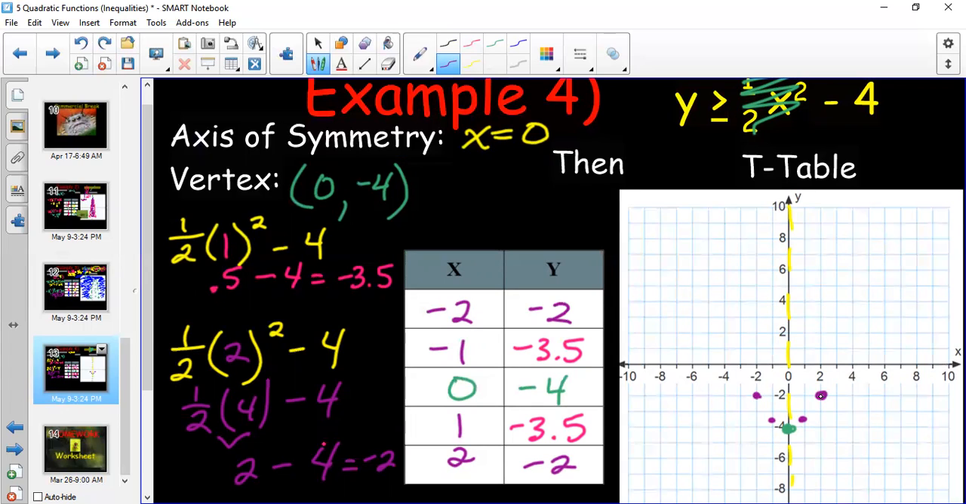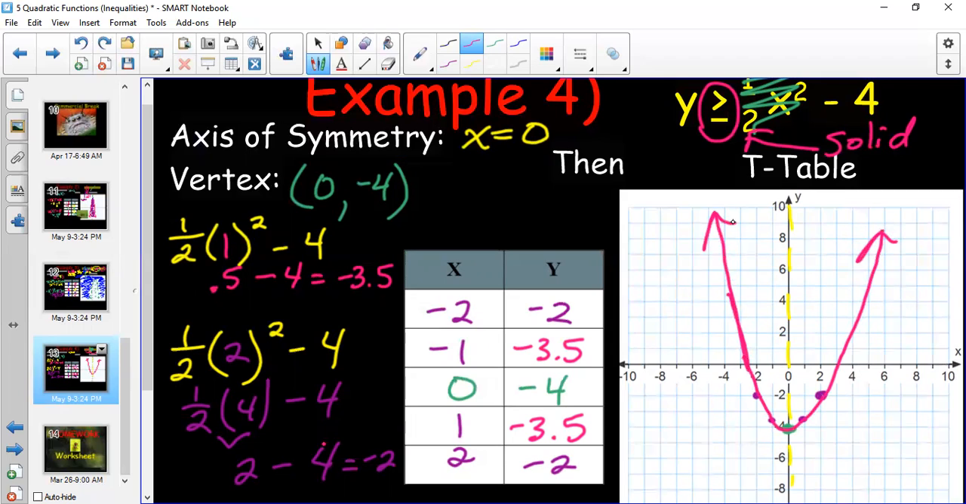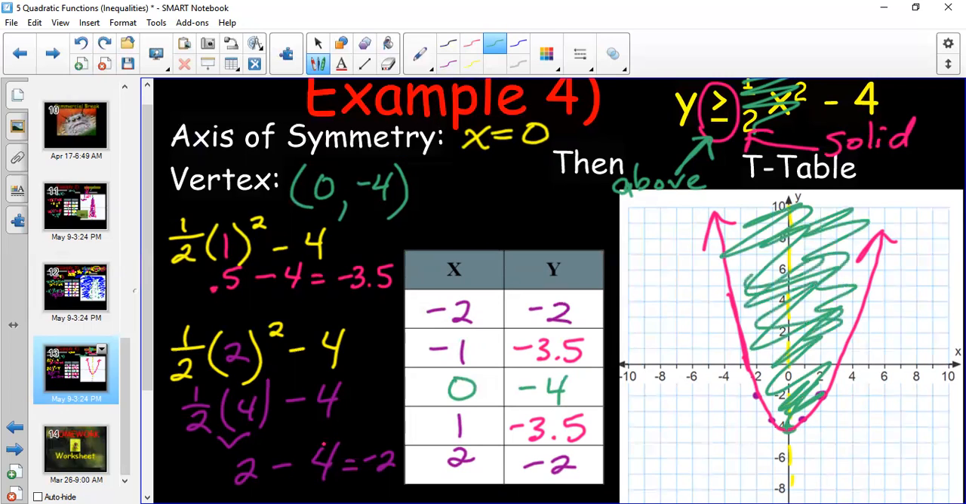All right, so look at our symbol here. It was equal to. That means we have a solid line. Again, I like to make it go all the way through to the top so it's easier for me to shade. And then when I see greater than, I think above. So find your vertex, go up, and we are going to be shading inside this parabola.